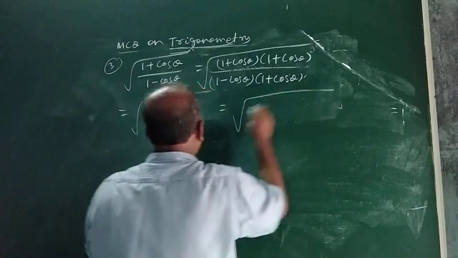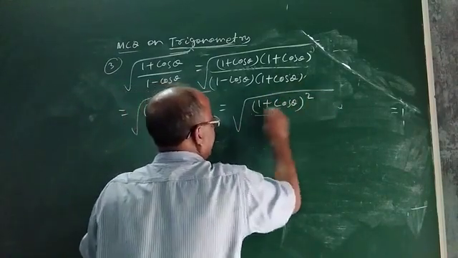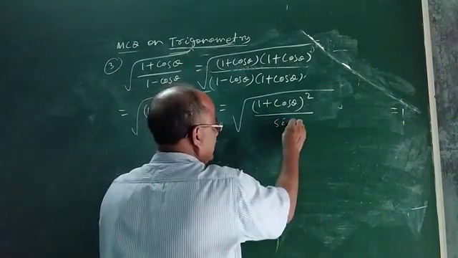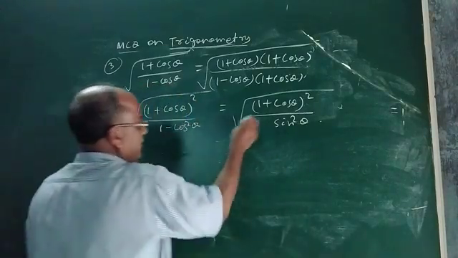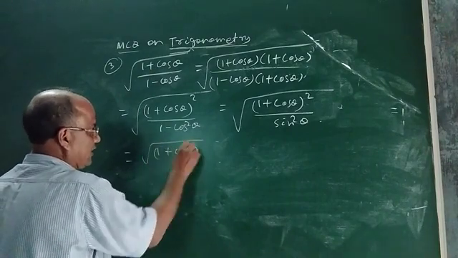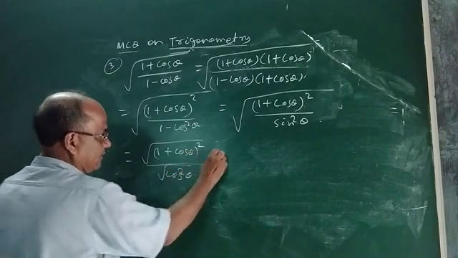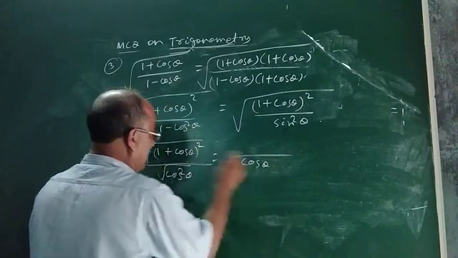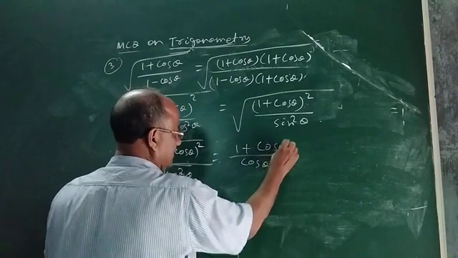So on further simplification, it will be 1 plus cos theta whole square divided by 1 minus cos square theta, which is your sin square theta, you know it. So it is sin square theta. If you further simplify it, this will be equal to square root of 1 plus cos theta whole square divided by square root of cos square theta. So this will be cos square theta square root will be cos theta, and here square and root will be cancelled. It will be 1 plus your cos theta.